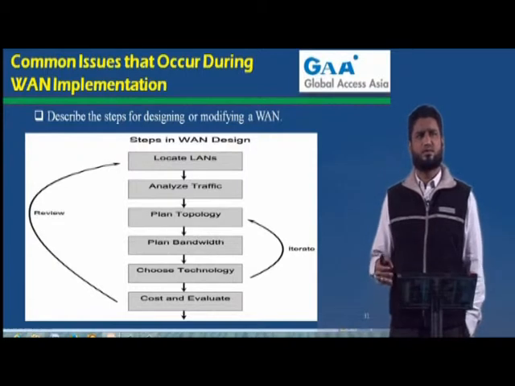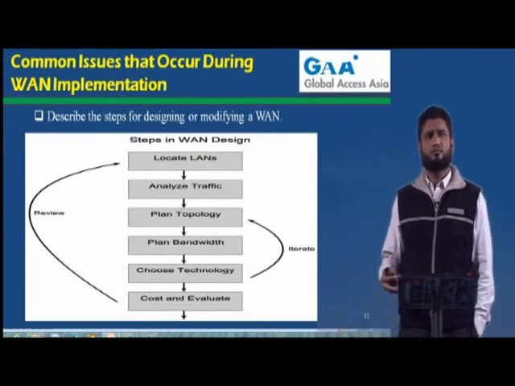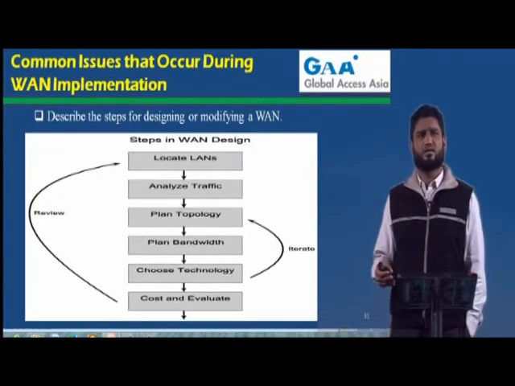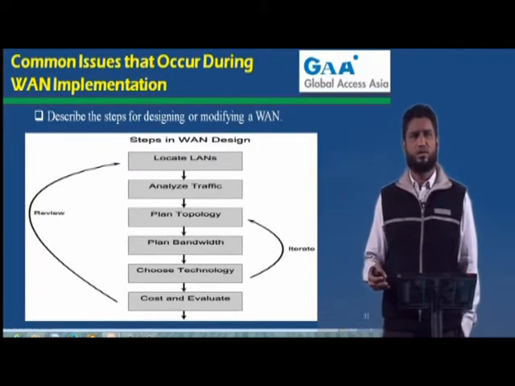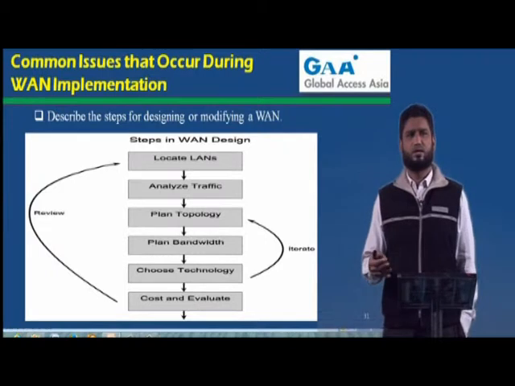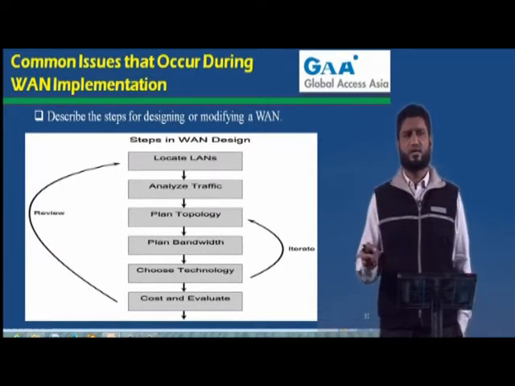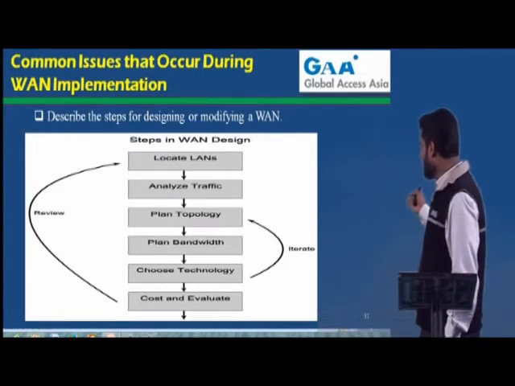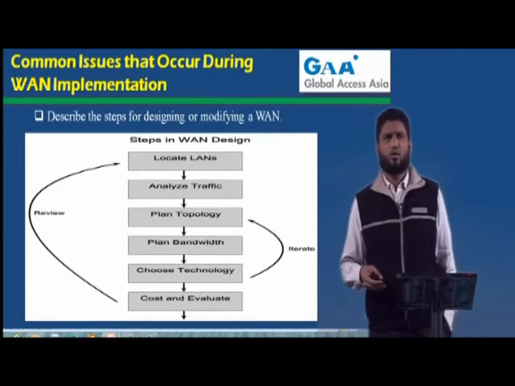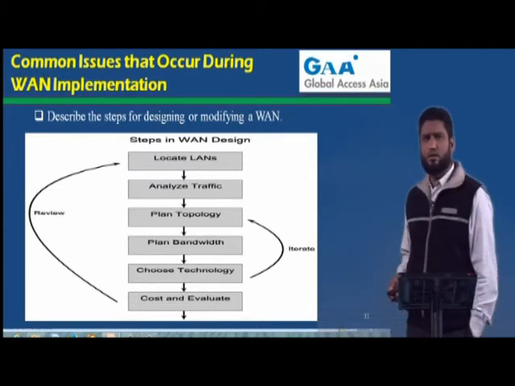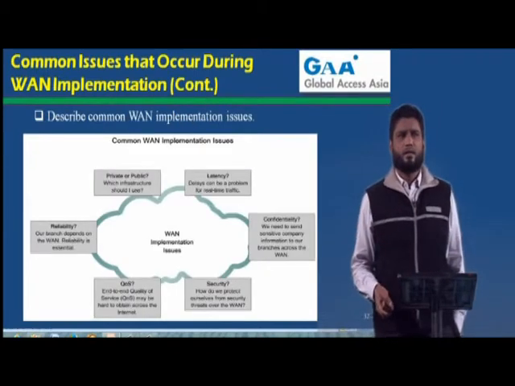And also there are some steps here. You can see the WAN design from top to bottom. You can also see locate LANs, analyze traffic, plan topology, then plan bandwidth, choose topology. Then from choose topology you can make the iteration back to plan topology again. You can go from this figure to the cost and evaluate. You can review, and you can see locate LANs again. You can be returned from here.